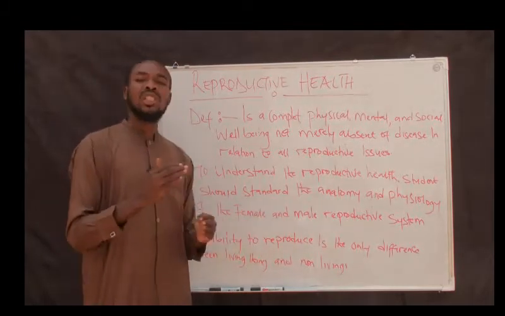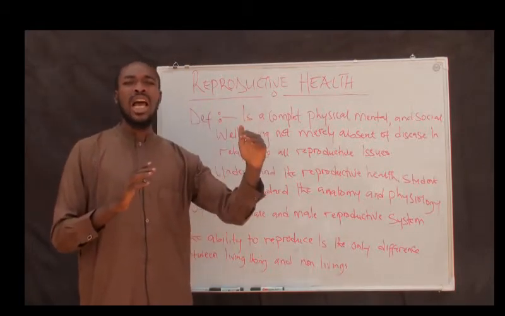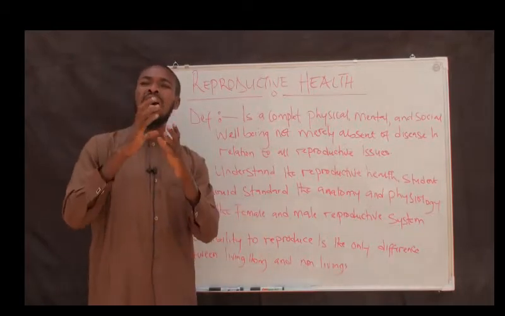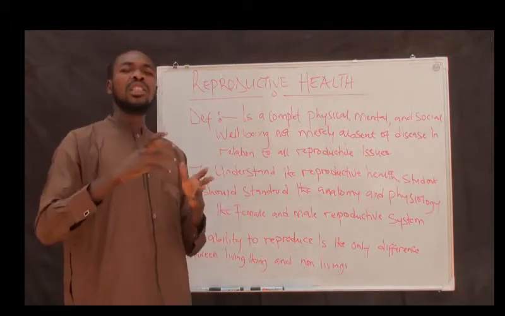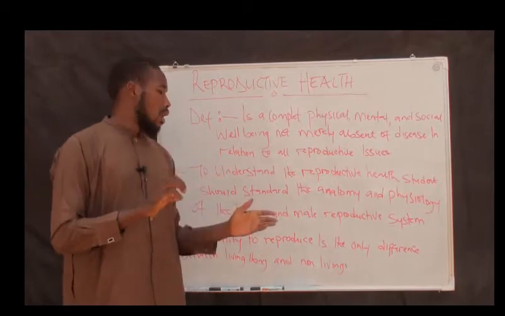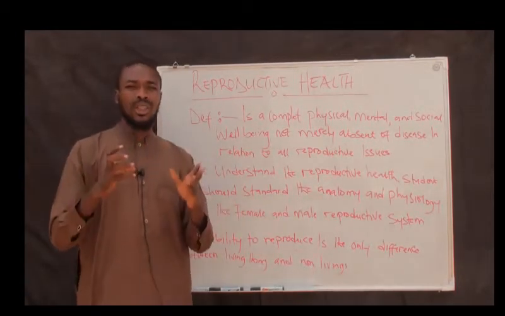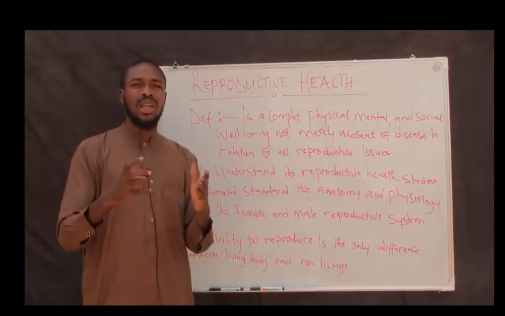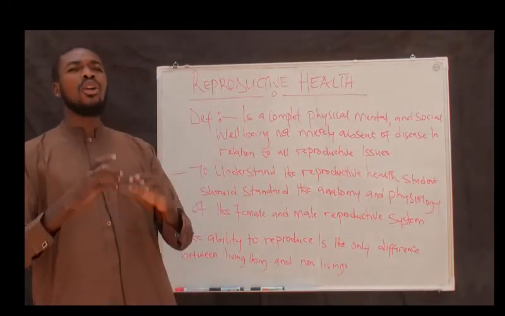The female reproductive system is divided into two: the external genitalia and the internal genitalia. The external genitalia are the organs that are outside, and the internal genitalia are the organs found inside the female reproductive system. The external genitalia, otherwise called the vulva, include the following: labia majora, labia minora, clitoris, and opening of the vagina.